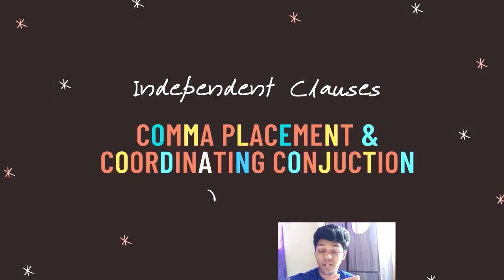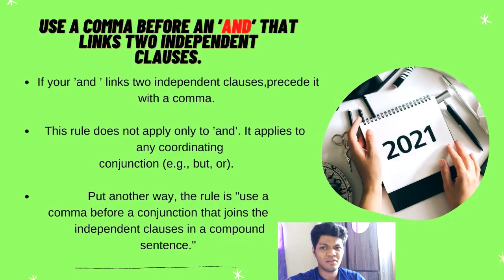Now that you know what an independent clause is, let's talk a little bit about the rules of comma placement and coordinating conjunctions when it comes to combining independent clauses. The rule is you must use a comma before the word and that links two independent clauses. If the word and links two independent clauses, you must precede it with a comma. This rule also applies to other coordinating conjunctions such as but, or. To put it in another way, the rule is you must use a comma before a conjunction that joins an independent clause in a compound sentence.